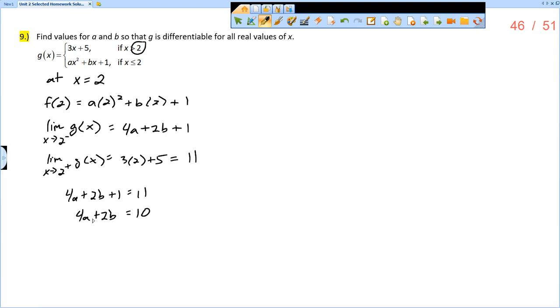All right. Now, the next thing we need to do is consider the derivative. So now I evaluate the derivative of g. So the derivative of 3x plus 5 is 3. So that is the derivative when x is greater than 2. And the derivative of ax squared plus bx plus 1. Remember, a and b are constants. So the derivative of ax squared would be 2a times x to the first plus b, and then plus 0, right? The derivative of 1. Now that's going to be good when x is less than or equal to 2. We can include 2 because we know that these two things are going to have to be equal.